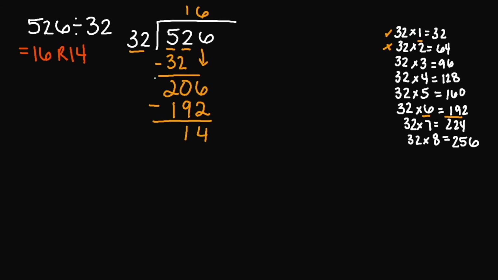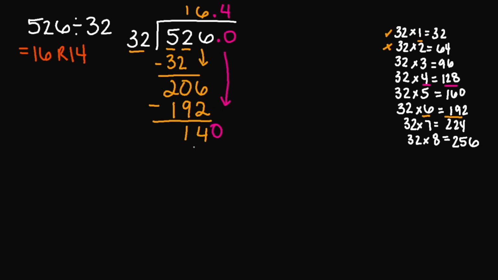Okay, so 32 does not go into 14. We know that. So I'm going to add a decimal and a 0, and I'm adding my decimal on top here. Now I'm going to bring down my 0. So 32 goes into 140 how many times? The closest number that I can use is 32 times 4, that's 128. So I'm going to write a 4 on top here.